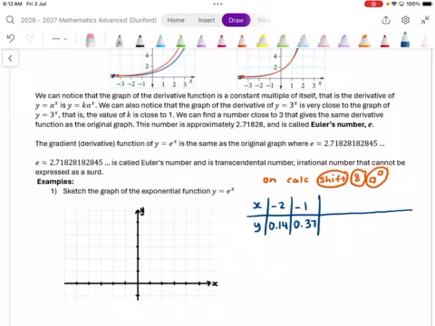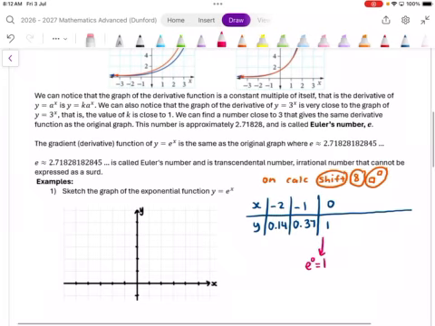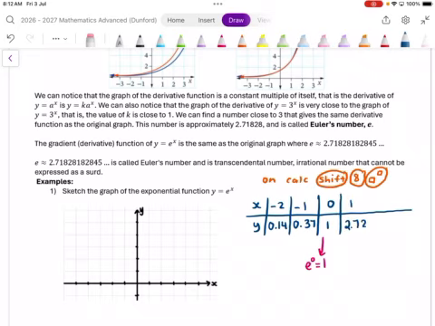When we substitute in 0, we get 1, because remember, anything to the power of 0 is equal to 1. No matter what the base is, it's always going to equal 1. When we substitute in x equals 1, we get 2.72, so that's our Euler's number, e. That one there is just e. And then when we substitute in 2, we get 7.39. That's probably enough. We'll be able to see the general shape.